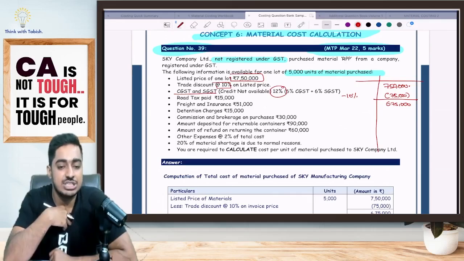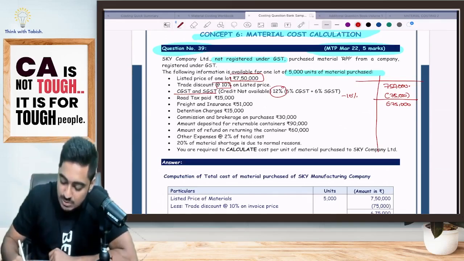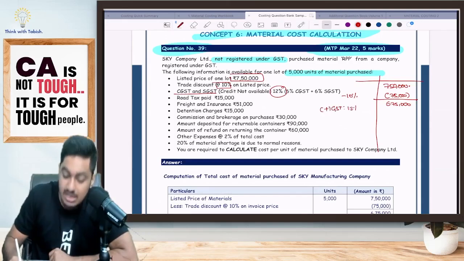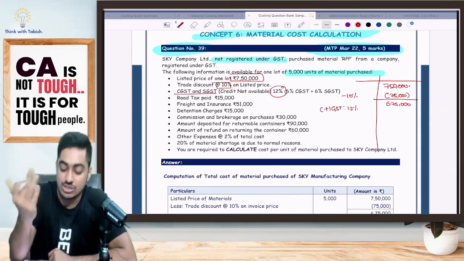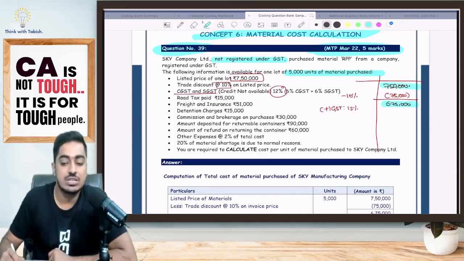Have I taken registration in GST? No. That means will I be getting ITC? No. That means whatever GST I am paying, will it be my cost? Yes, sir, it will be my cost. Add GST at 12%. Now comes a question, 12% of what? Should I take 12% of 7,50,000 or 12% of 6,75,000?